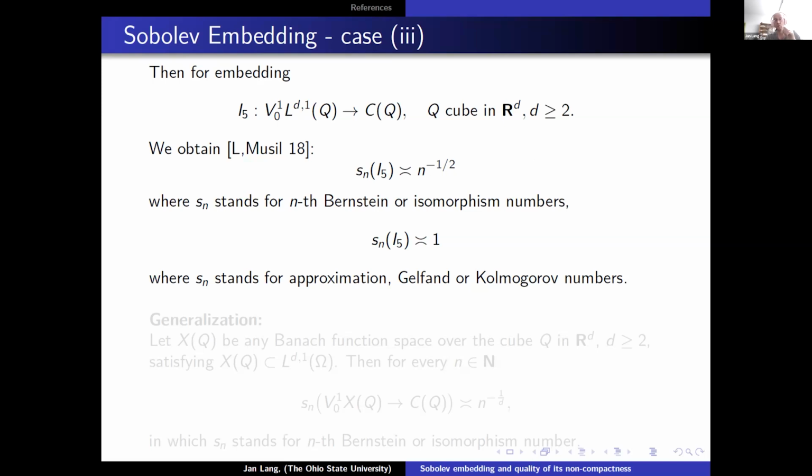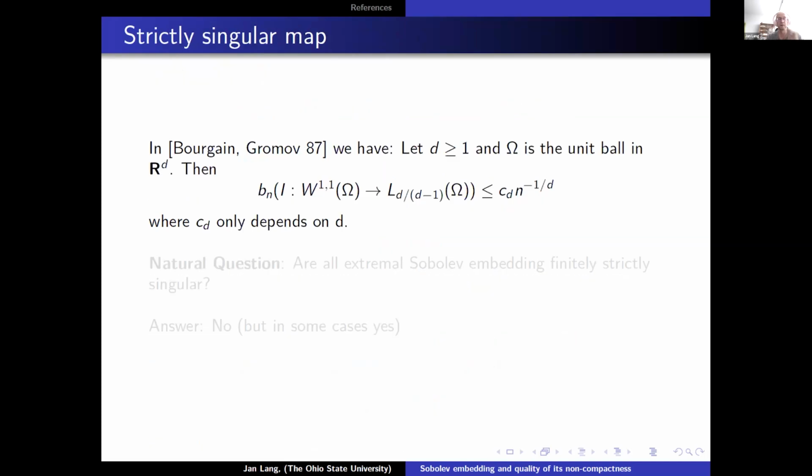Okay. Now, what do we obtain from this? From this, we obtain that these Sobolev embeddings are finitely strictly singular, not maximally non-compact, yes. And now, what do we try to do? We try to see what we can do about those situations in which the Sobolev embedding was maximally non-compact. Remember, we were able to find in the literature some result by Bourgain and Gromov, in which they were able to show that this kind of Sobolev embedding is just going to have Bernstein numbers going to 0, yes.